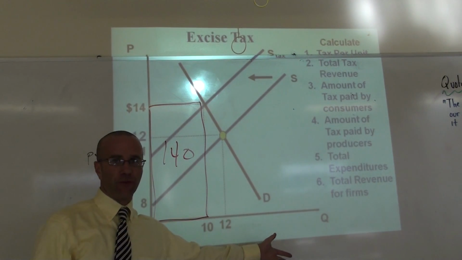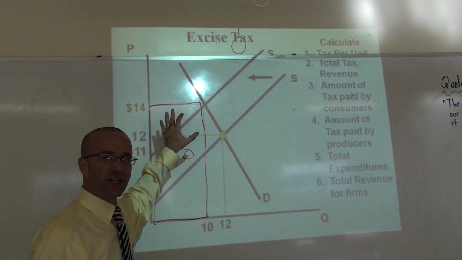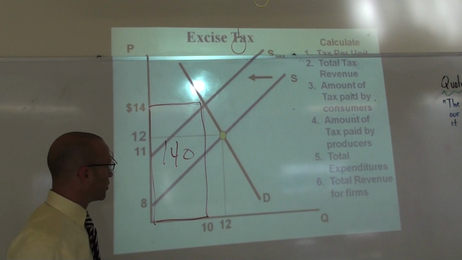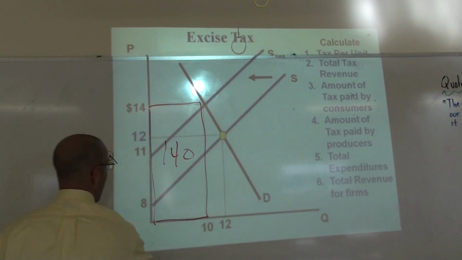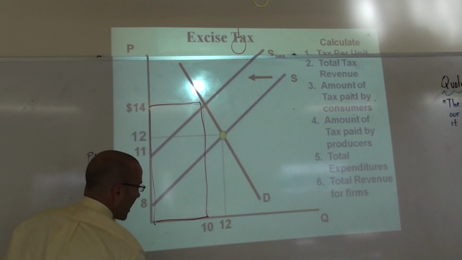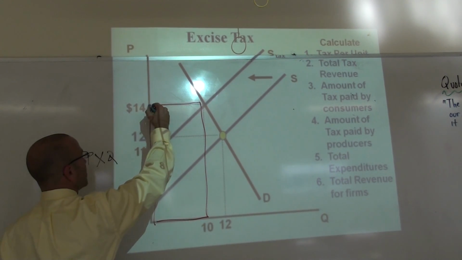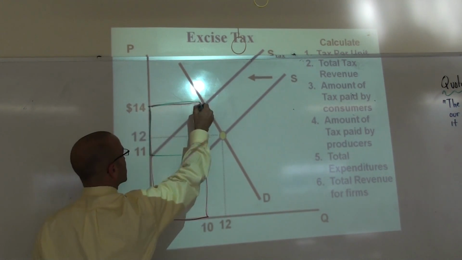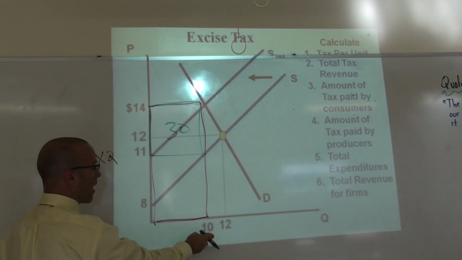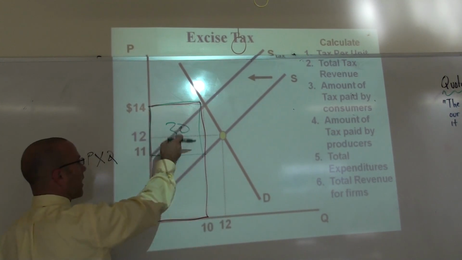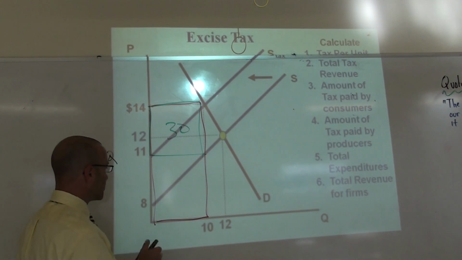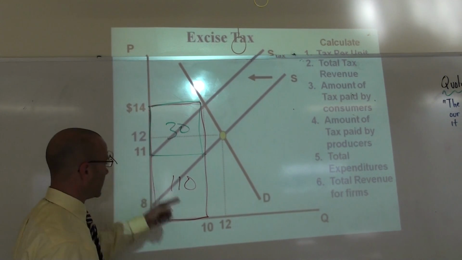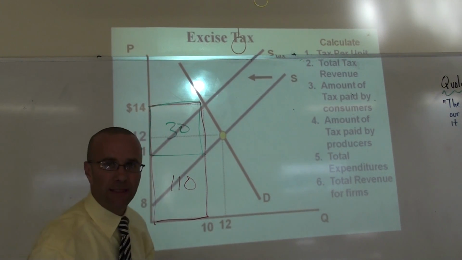Alright? Now, the total revenue for the firms. What's that asking? All of this doesn't go to the firm. Some of that 140 is going to the government, right? Well, how much goes to the producer? Let's go back to our tax revenue. We knew that our tax per unit was here. Tax per unit times the quantity gives you this box, which we said is 30. If the total box is 140 and the government is getting 30 of it, that means producers are going to take home 110. Check my math. 11 times 10 is 110. Easy peasy, 1, 2, 3s.